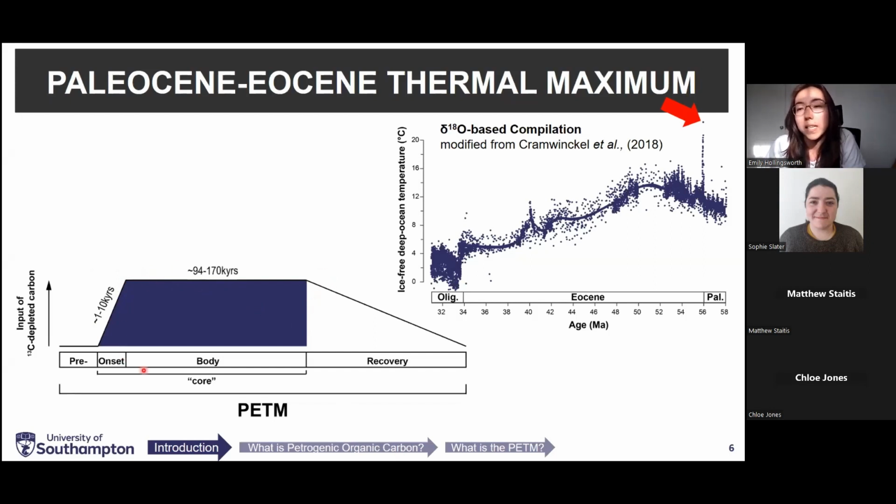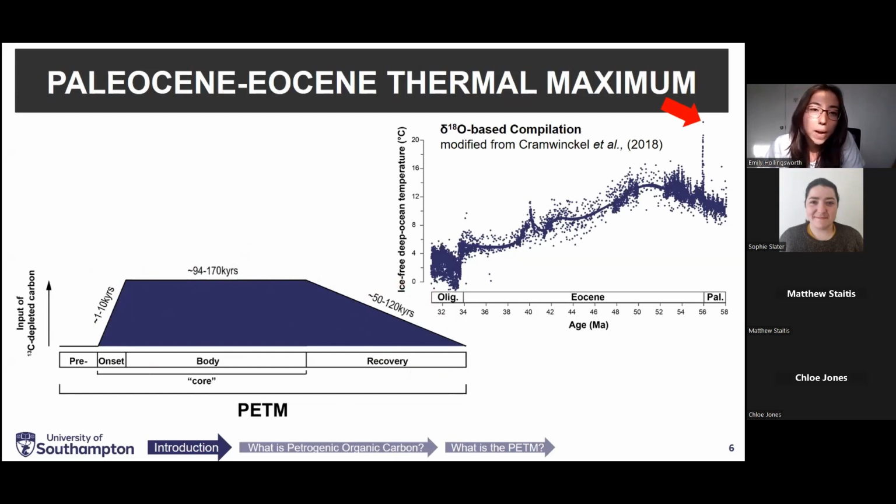And why was the PETM so long? And what was the source of carbon during this time? And also, what then resulted in the recovery of the PETM and the end of the PETM? What was drawing down that carbon at that time?